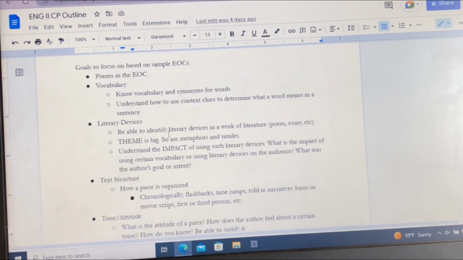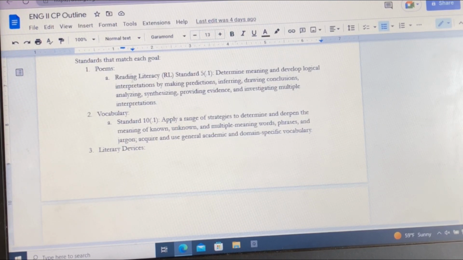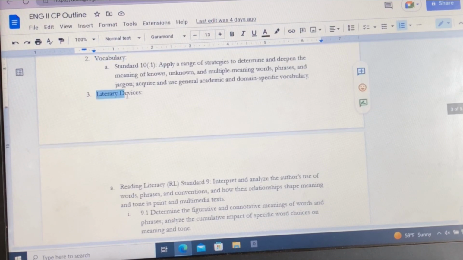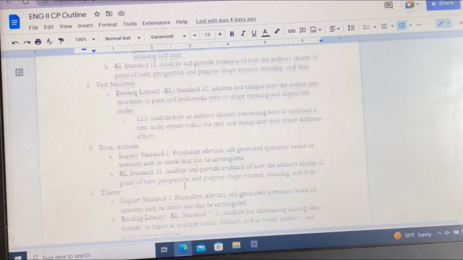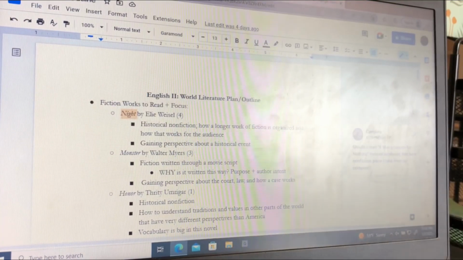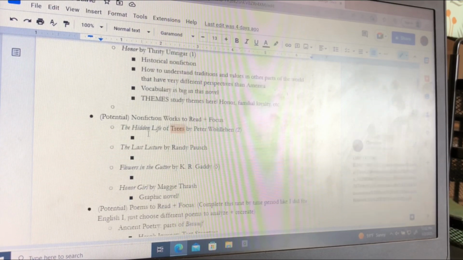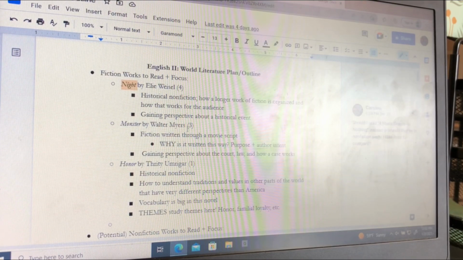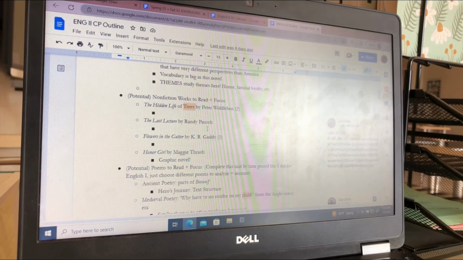Once I created those goals, I took a look at the state standards and I listed standards for each of those goals. So we've got poetry, vocabulary, same as the goals, right? Literary devices, text structure, and then I listed different standards to fit each of those. Once I did that, I created a list of fiction, nonfiction, and poems, different works to read with the students. The state that I work in does not have requirements for the books that we have to read, so I can complete the standards and goals with any books that I want, which is super awesome.